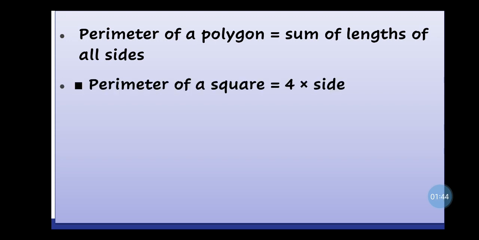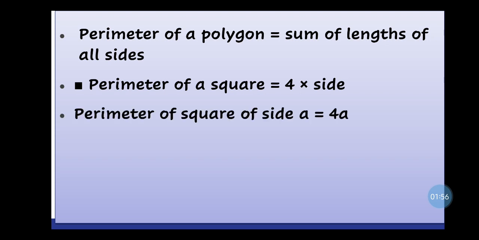Perimeter of square, the formula is 4 into side, because all sides of square are congruent. So when you multiply by 4, you will get its perimeter. The side of the square is denoted by letter A. So the formula turns up to perimeter of square is equal to 4A. That is 4 into side means we are substituting side as A.